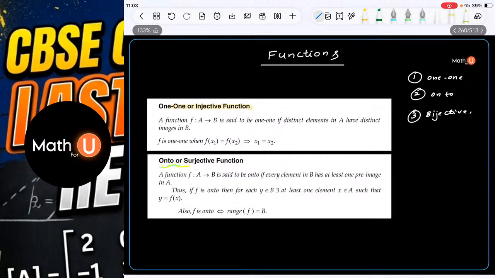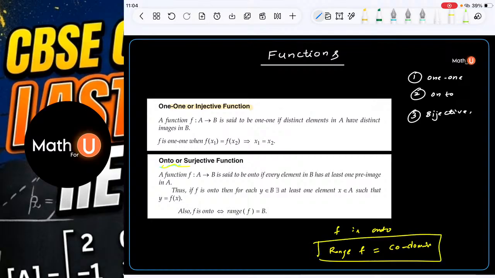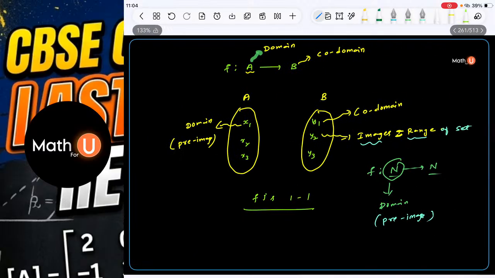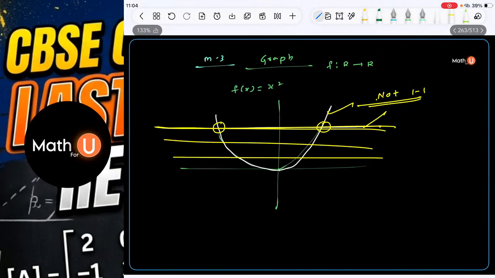And onto function, what is onto function? If you want to say the function is onto, the range of the function should be equal to the codomain. Range of the function equal to codomain, then we say that the function is onto. You should remember that one.